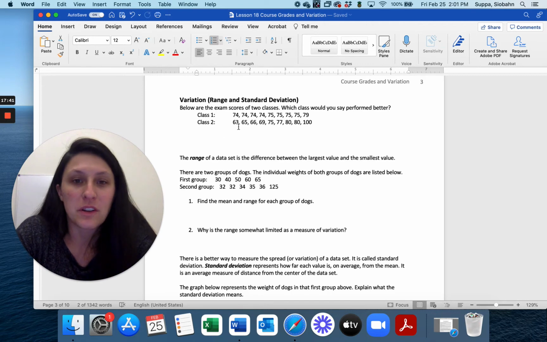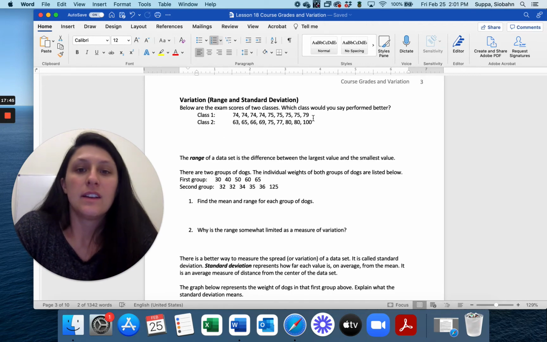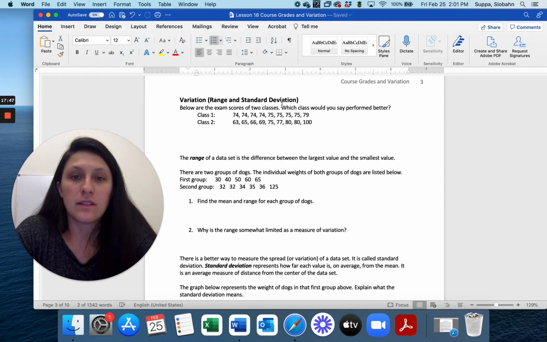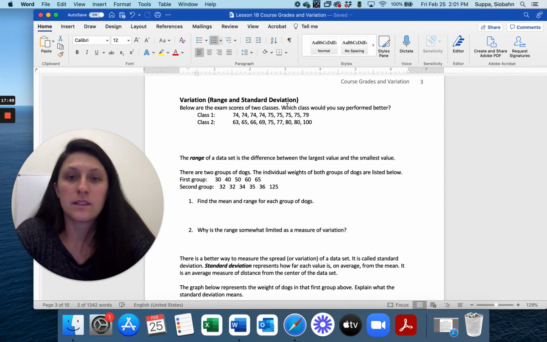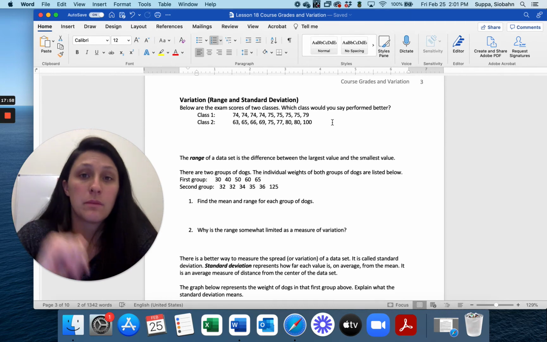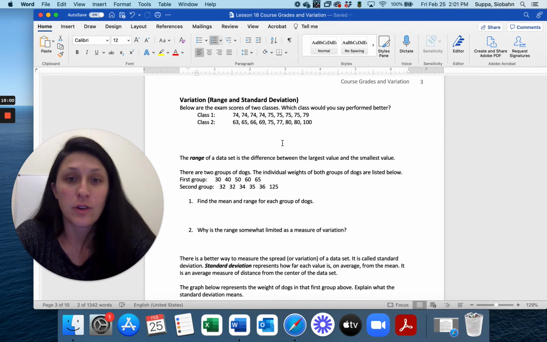That being said, we're going to do an example to start where you do see all of the points in the data set. So I'm going to start with a question that helps us prepare about why we might need this concept. So here's 2 classes, and let's say these are their exam scores. Which class would you say performed better? Try and answer that question now.